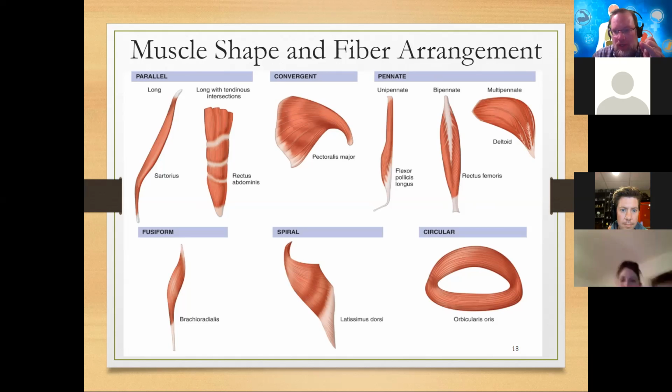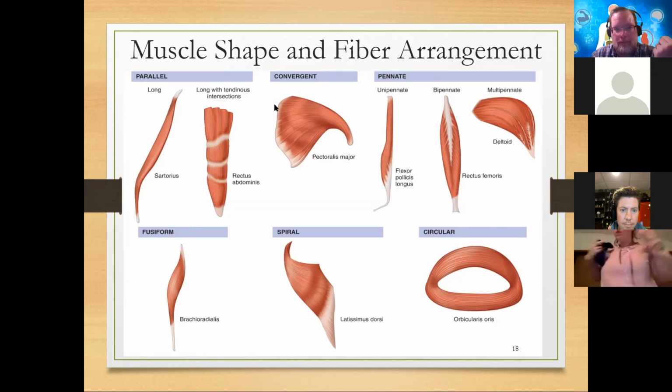So when we talk about muscle attachment, we've touched on it a little bit, but we have what are called origin and insertion. Okay, origin and insertion. Origin tendon is the tendon that is anchored to an immovable bone. The insertion tendon is going to be attached to the movable part.